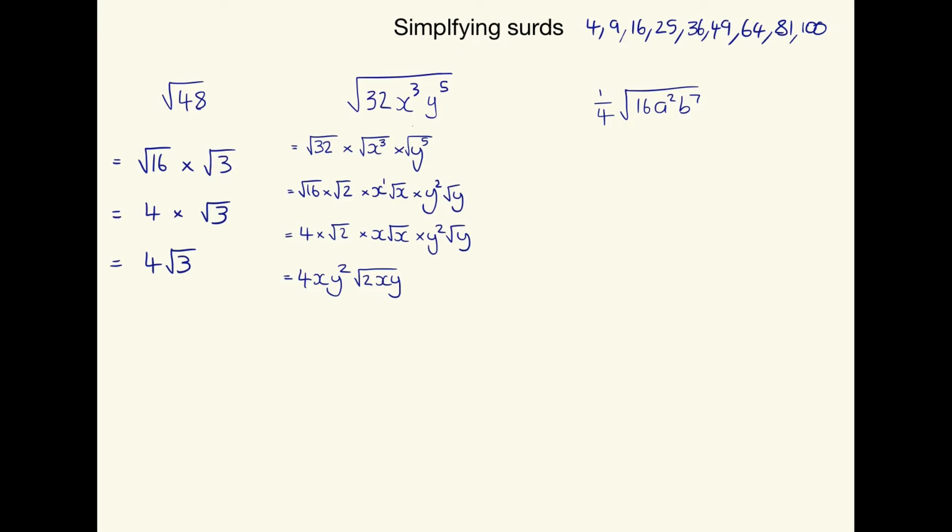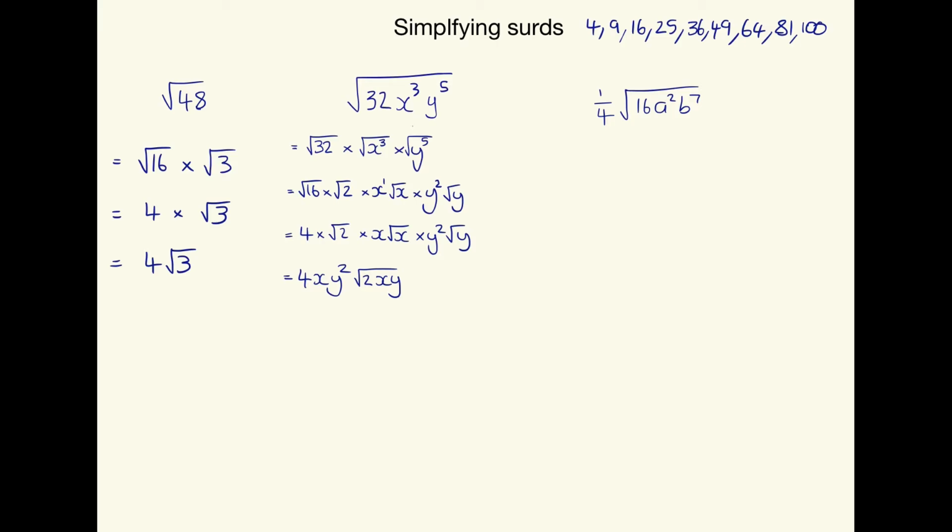All right, our last question, even more complex. Reason being, we have a quarter, so a fraction, outside of our square root sign. We can't do anything there. We can't simplify it. So all we need to do is ignore it until we can multiply it with something else. So let's ignore it and deal with everything underneath the square root sign. So the square root of 16a squared times b to the power of 7.